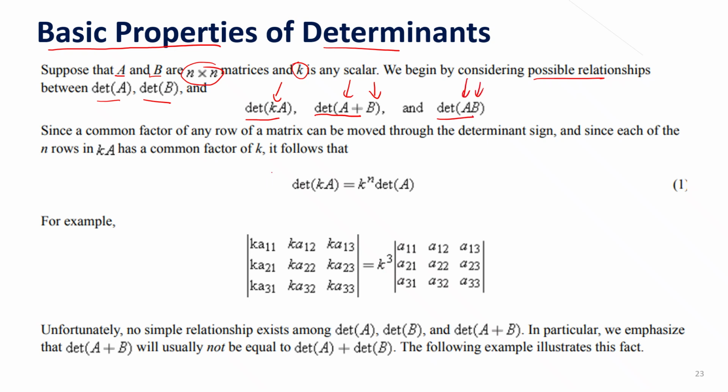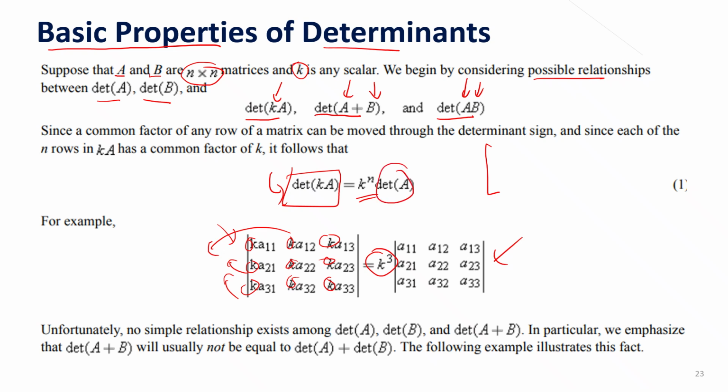Okay, the first one. When you have a matrix A multiplied by a scalar k, it means that you have a matrix that looks like this. Each of the rows and columns were multiplied by k, right? And you remember that for each of these, you can take out the k value. Since you have 3 rows with k, you have k to the power of 3 multiplied by the determinant of the original matrix. So when you have the determinant of k multiplied by A, you can calculate it simply by k to the power of n multiplied by the determinant of A.